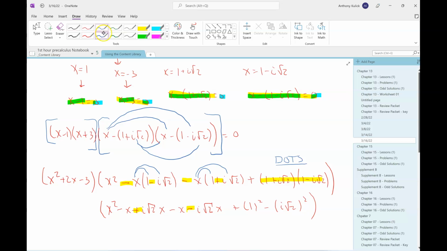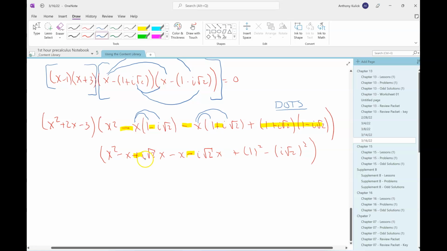All right, let's combine some stuff together now and simplify some more. So I have a positive i root 2x and I have a negative i root 2x. Those guys just cancel out. That's pretty choice. 1 squared is just 1. And then i root 2 squared. Well, when I do i squared, and then I have root 2 squared. Everybody's okay with that? Root 2 squared is just 2.